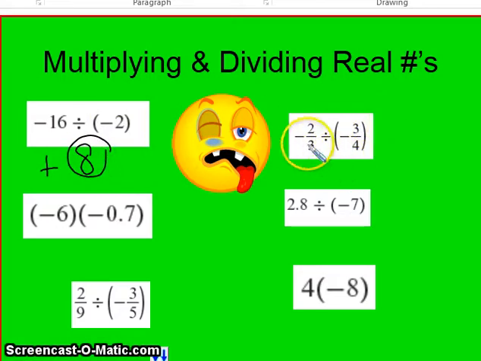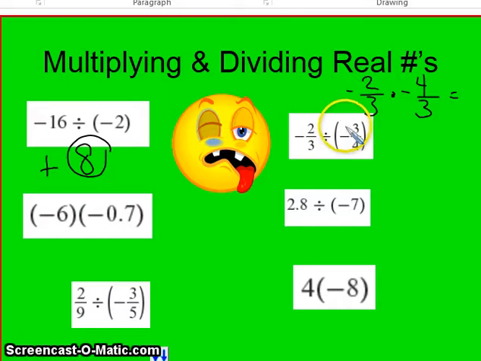Alright, over here I have negative 2/3 divided by negative 3/4. Now notice they're both negative, so I know my answer will be positive. Now I just have to divide the numbers. I'm dividing by a fraction, which remember is the same thing as multiplying by a reciprocal. So I can rewrite this as negative 2/3, and instead of divided by, it's going to be times the reciprocal of negative 3/4, which is negative 4/3.